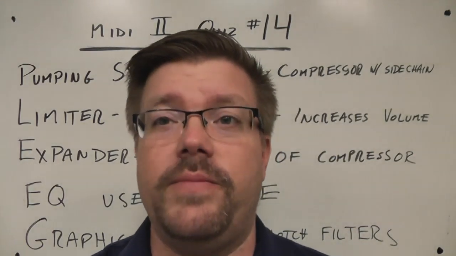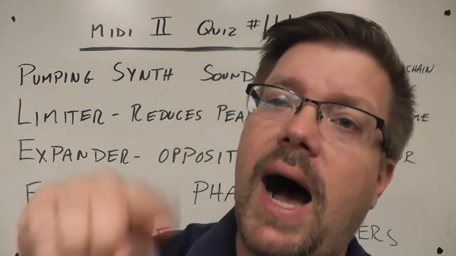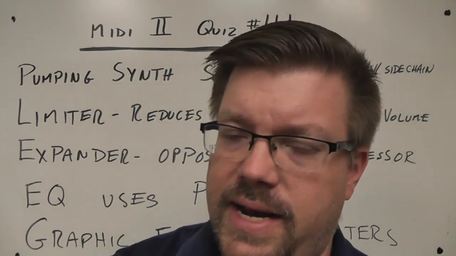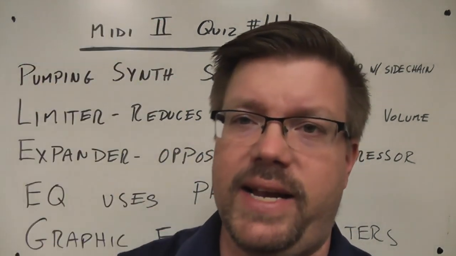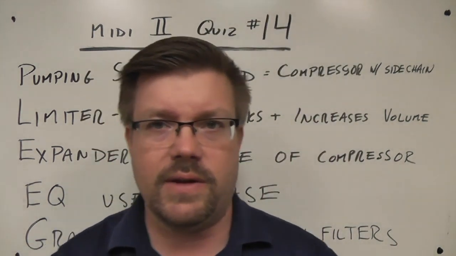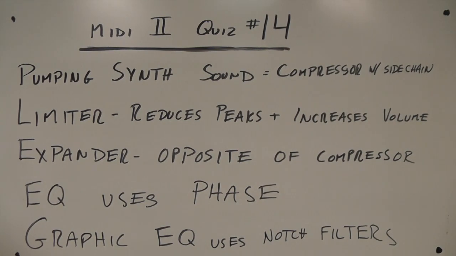And then from there, we move on to another dynamic processor, the opposite of a compressor. If we're not compressing the dynamic range, we are expanding the dynamic range. The expander is the opposite of the compressor. It is expanding once the volume drops below the threshold.